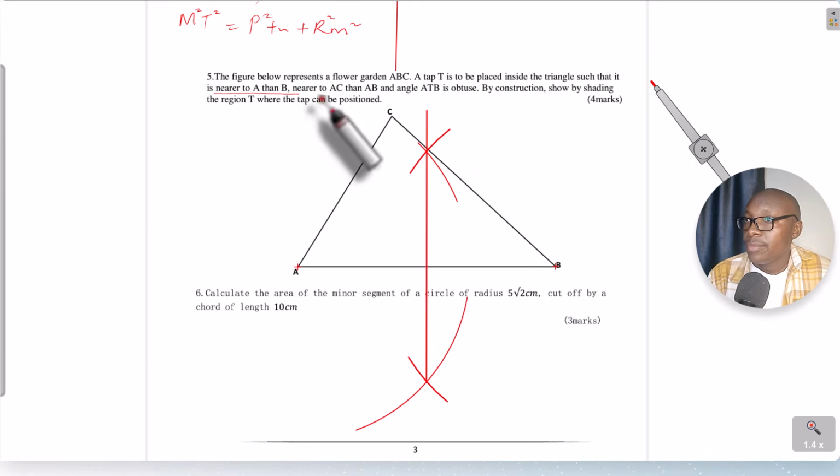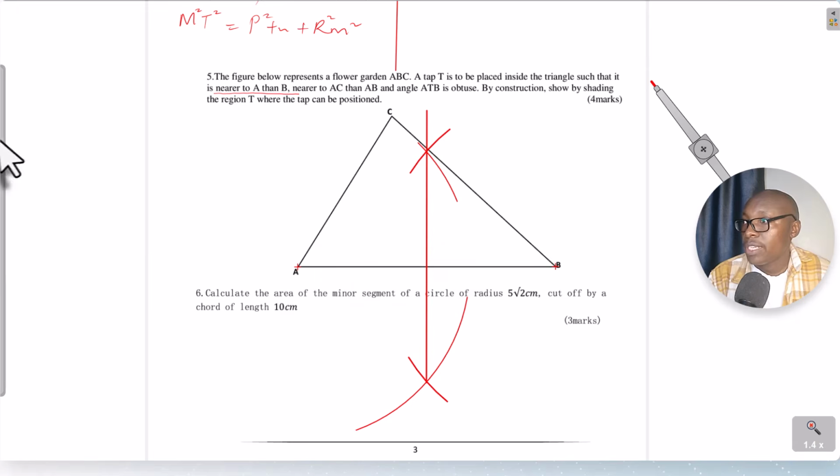Then we go to the other statement: nearer to AC than AB. So you can see those are two lines. We need to get the angle bisector, which is the locus of points equidistant from two given sides. The two given sides are AC and AB. So you need to bisect the angle between AC and AB in order to locate where this tap is.